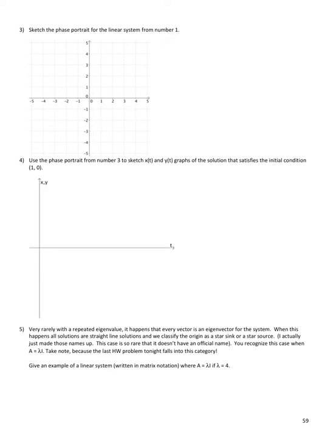Okay, so to sketch the phase portrait, we need the straight line solution. So I need to figure out the eigenvector associated with the eigenvalue of lambda. So my matrix A was 2, -1, 1, 4. So A times V equals lambda, which is 3, times V. And you get 2x plus y equals 3x, or -x plus 4y equals 3y. Either way, you get y equals x. So an eigenvector would be 1, 1.